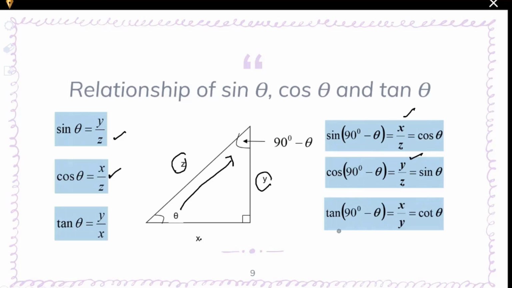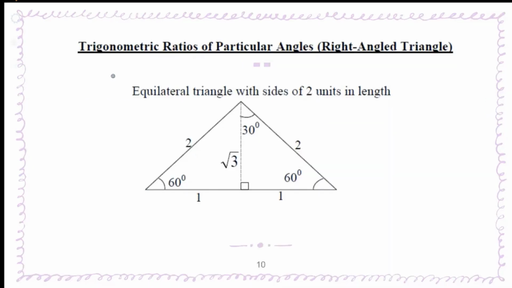Last, when we want to find tangent 90 minus theta, tangent is opposite over adjacent, which is x over y. So if we look here, tangent theta is y over x. Therefore, x over y would be cotangent theta. So that's why tangent 90 minus theta equals cotangent theta. Okay students, so this is the relationship between sine and cos 90 minus theta, cos and sine 90 minus theta, and tangent and cotangent. Now we're going to see trigonometry ratios of particular angles.